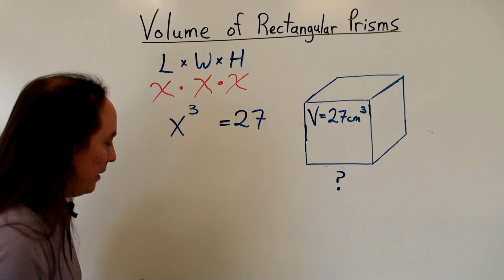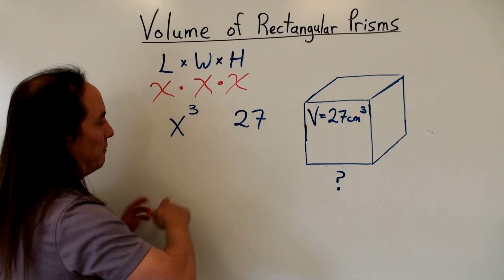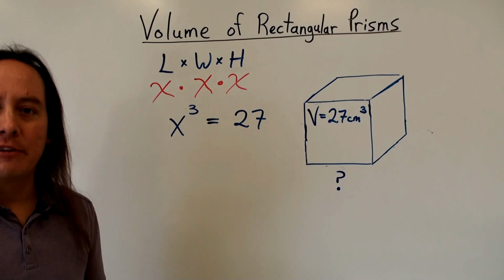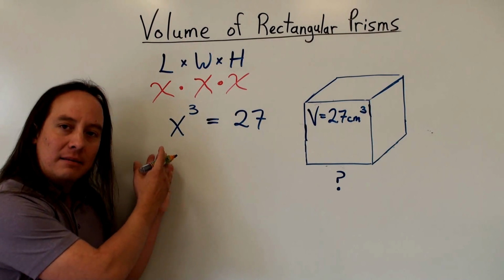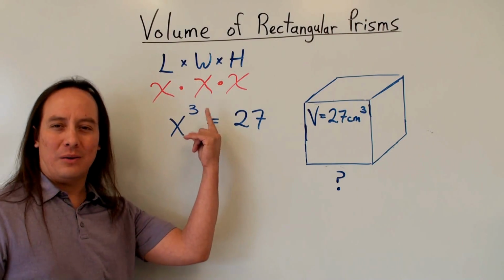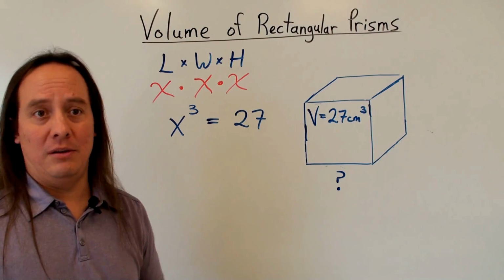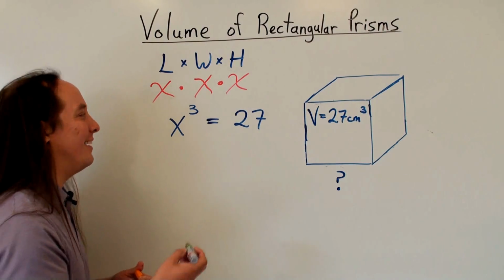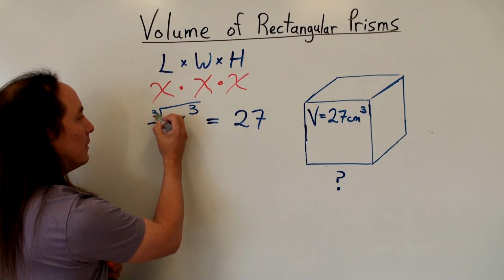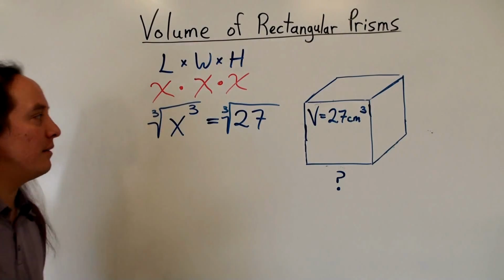Okay, so how would we approach this kind of problem? What would be the key step to solve this problem? x is almost isolated on one side of the equal sign, so what do we have to do? How do we undo a number that's cubed? We take the cube root of both sides. What you do to one side, you do to the other side.